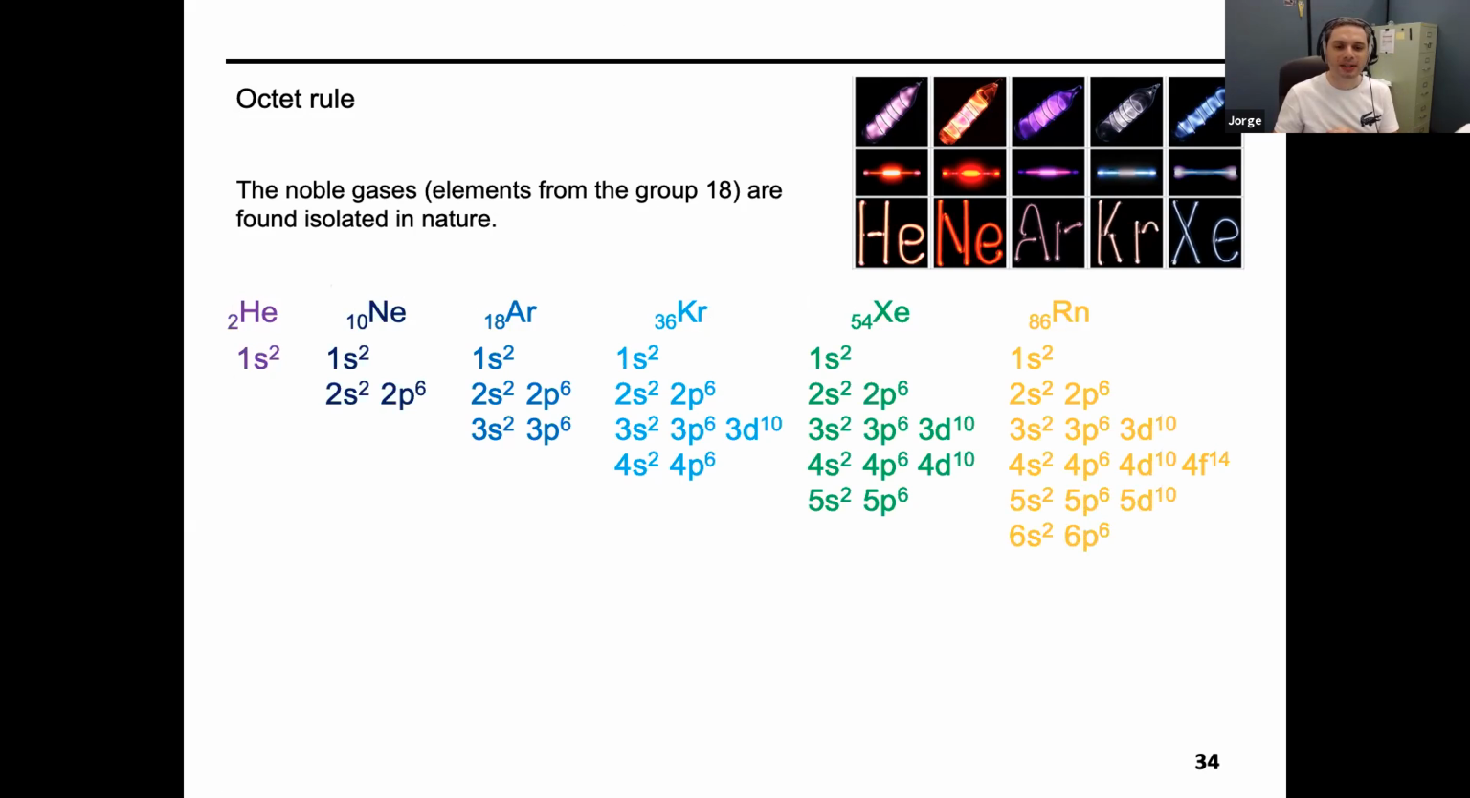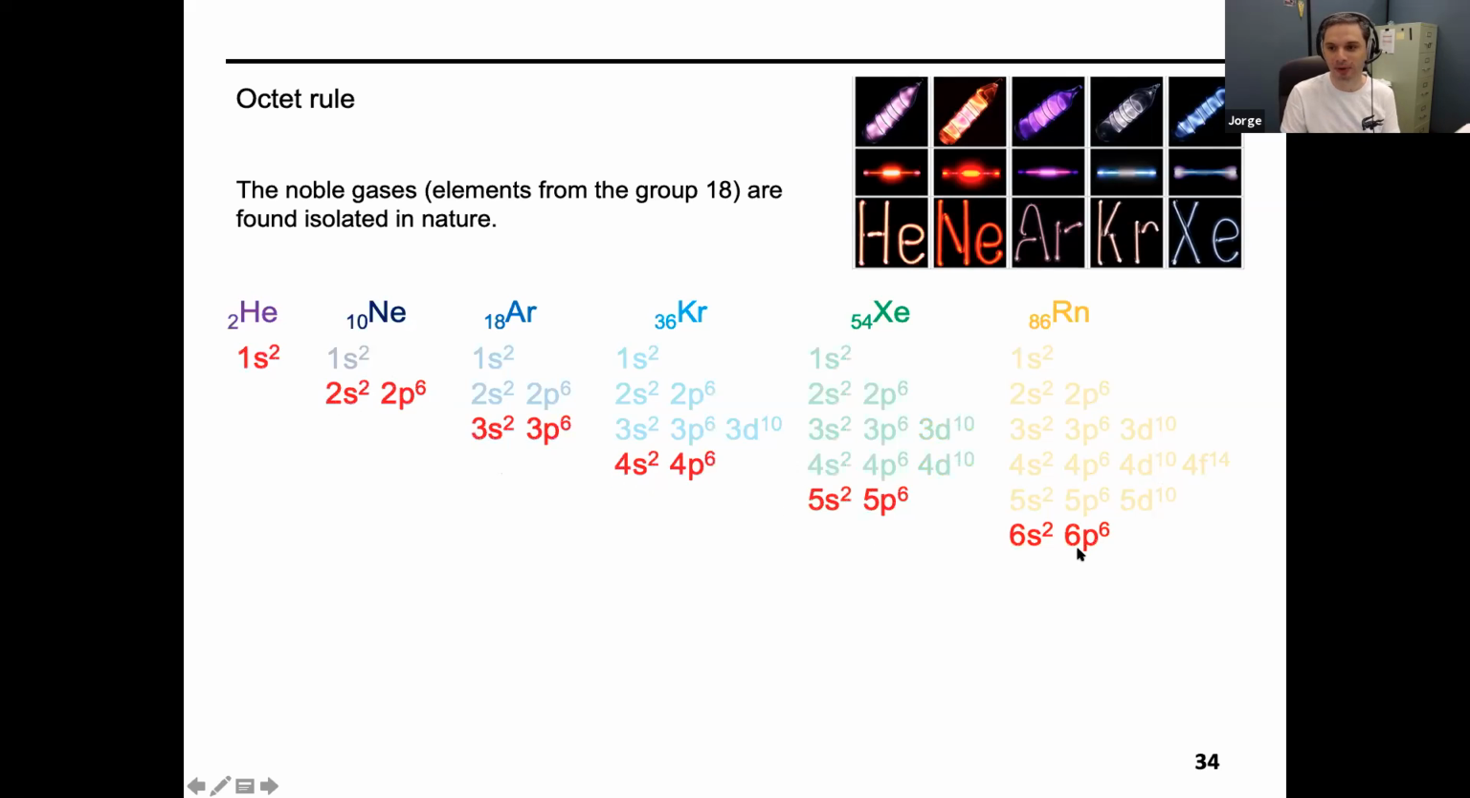If we look at the valence shell, what is the common characteristic that we find for all of them? Let's start with neon here. The valence shell here has 8 electrons, argon 8 electrons, krypton 8, xenon 8, and radon 8. So all of them share the same characteristic, excluding helium, which is 8 electrons in the valence shell.